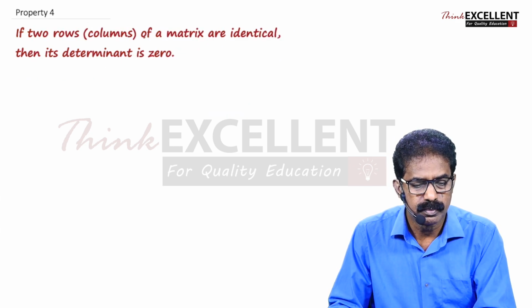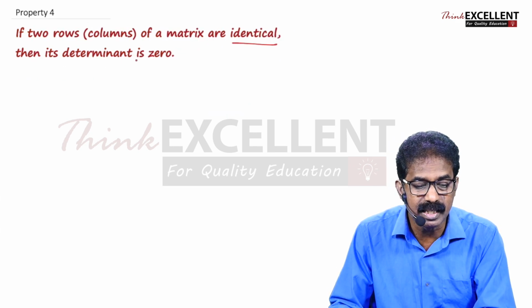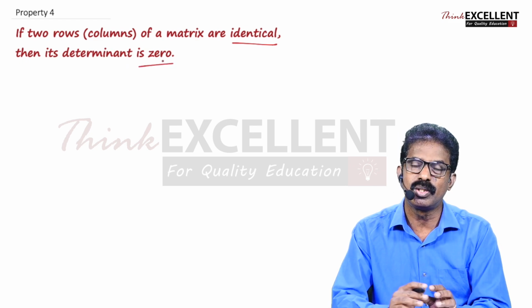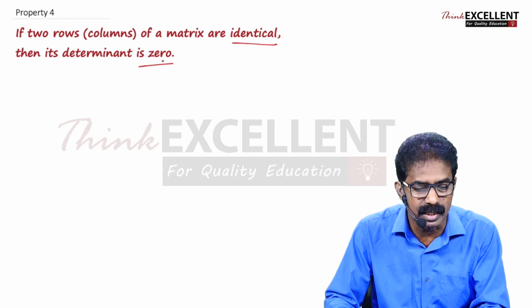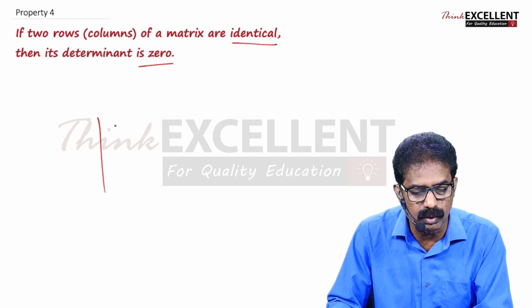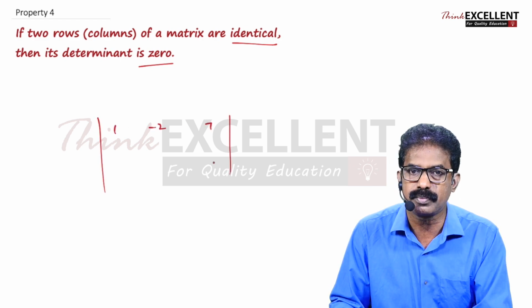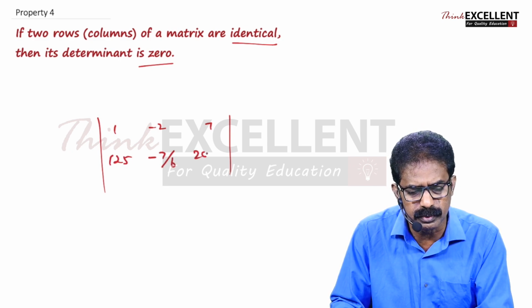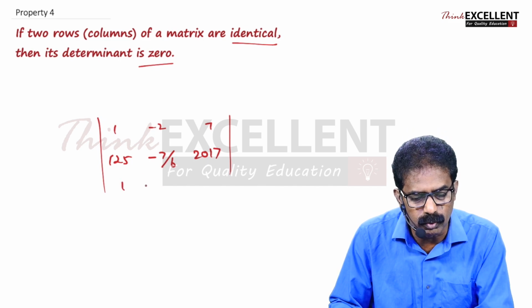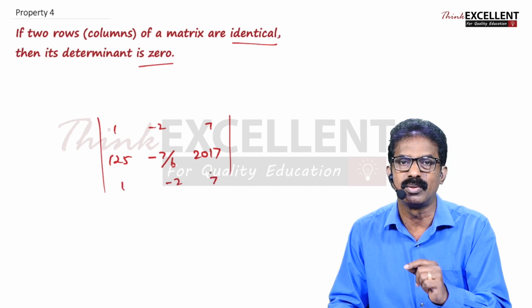If 2 rows of a determinant are identical, then the determinant value is 0. You don't need to even expand it. Suppose 2 rows or 2 columns are identical. Please listen. Suppose they are giving 1, minus 2, 7. Then they are giving 125, minus 7 by 6, 2017. Then again 1, minus 2, 7. They are asking you to simplify this.